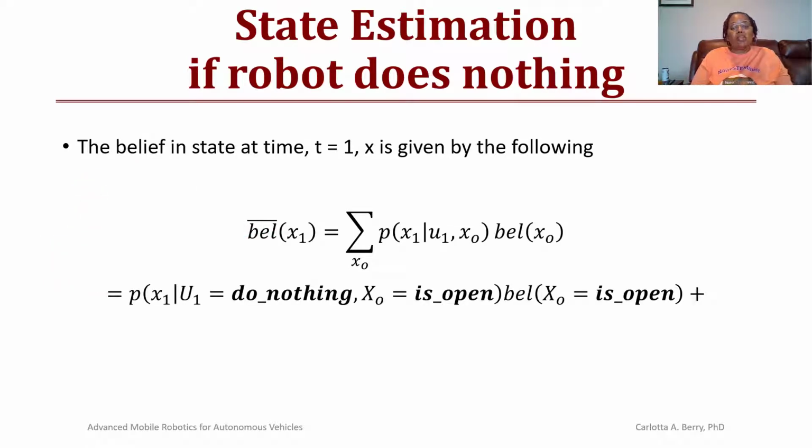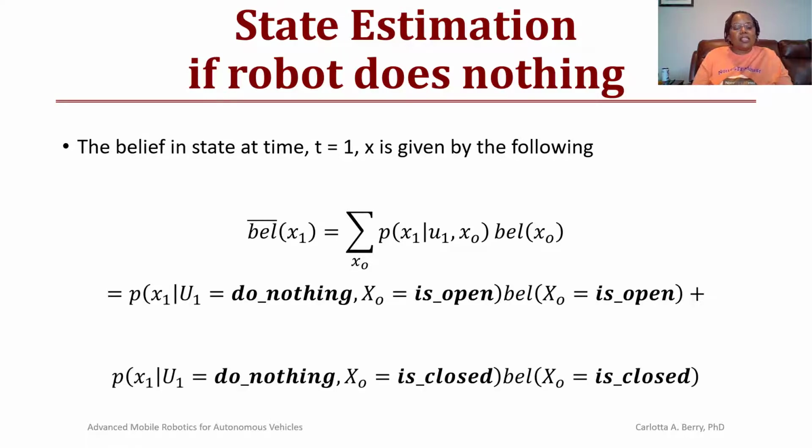Or in terms of do nothing, we could write this as the probability of x1 given that the control input is do nothing and the initial state is open with a belief that the initial state is open, plus the probability of x1 given a control of doing nothing and an initial state of a closed door, and the belief of the door being closed.